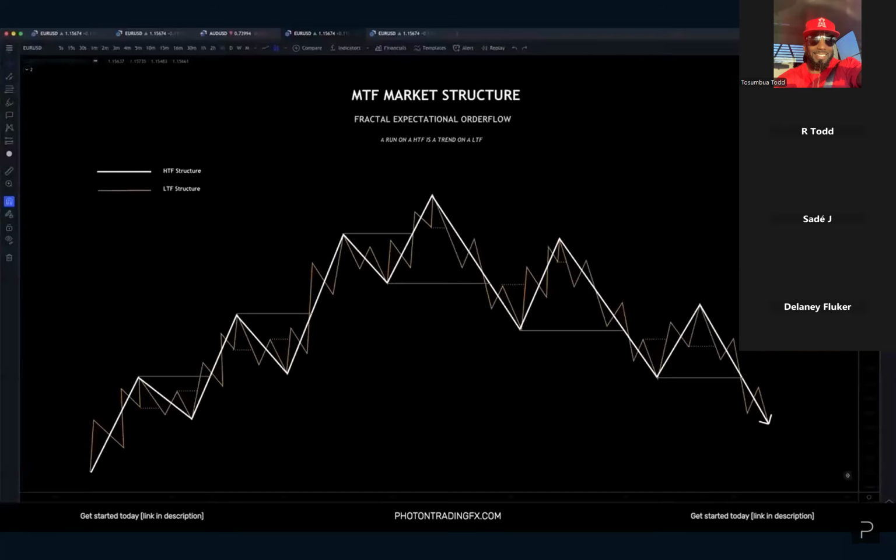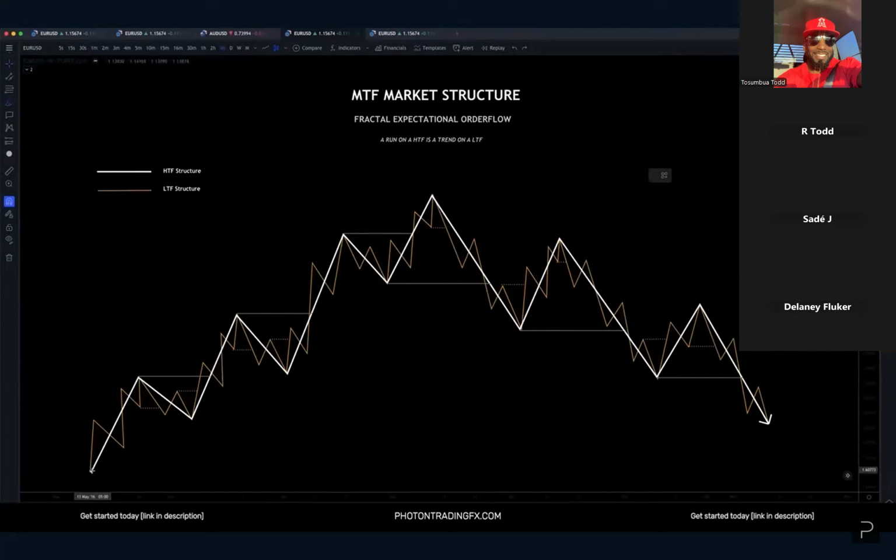So a run on a higher time frame is a trend on a lower time frame. Okay, cool. What does that really mean? Well, let's hop on the charts and take a look. Here we have a little diagram I put together on TradingView just because it's a little bit easier to annotate. So, a quick recap of what we looked at in part one.